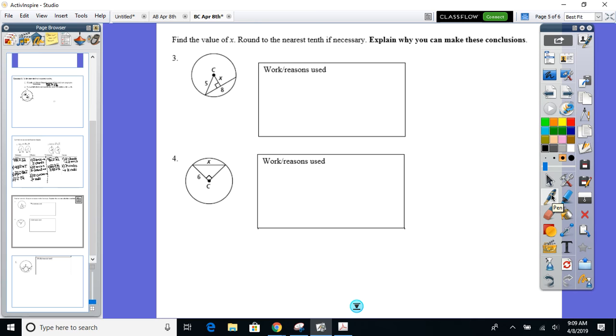All right, find the value of x. Let's take a look. I have a right triangle built into there. 8 represents the entire chord length.